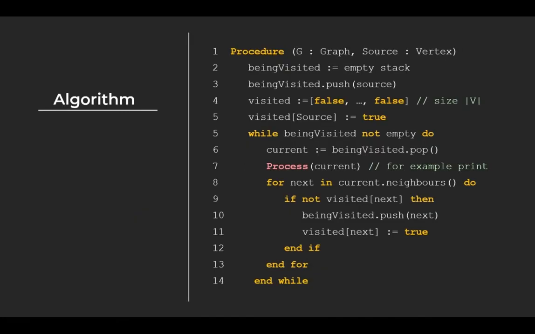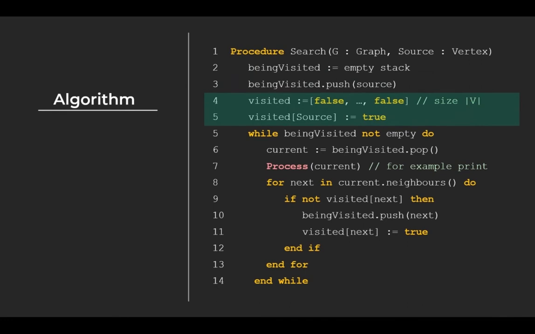The next step is to write the pseudocode for the iterative implementation of the depth-first search traversal. The procedure takes two inputs, the graph to be traversed and source, the starting vertex for the exploration of the graph. Before starting the exploration, we need to set up some containers, a stack to store the vertices being visited, and an array labeling vertices as visited or not. First, let's set the stack of vertices being visited to an empty stack and then push to the top of the stack the starting vertex source.